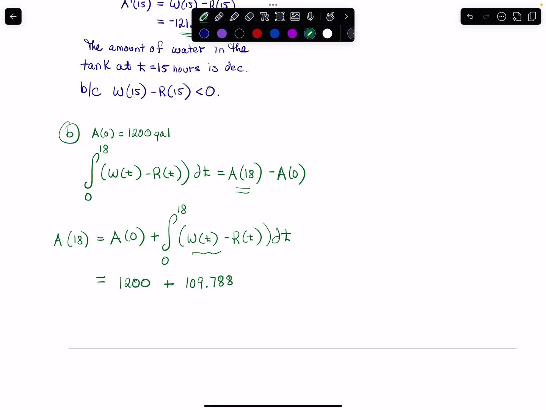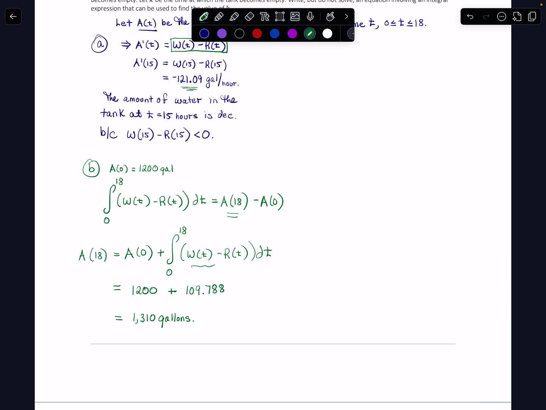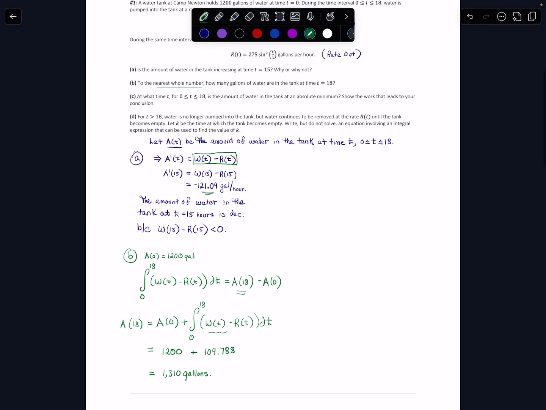Okay. So in total, right? And they said to the nearest gallon. So maybe now I will do my rounding here. So it'd be 1,310 gallons of water at time 18. Cool beans. Okay. So not bad. I do have some work to do, but I think really what you want to pay attention to in this question is the conceptual aspect that the derivative of the amount function, which by the way is not mentioned here, and so we have to sort of create a function, is the rate in minus the rate out.